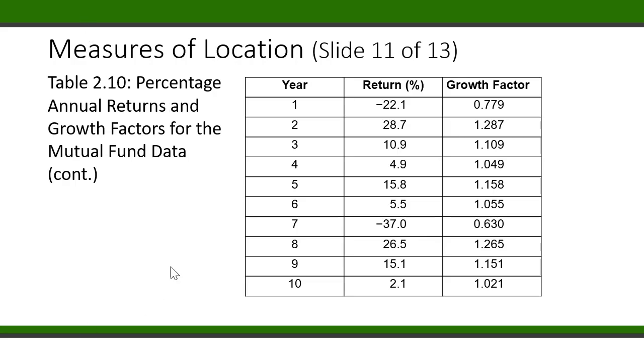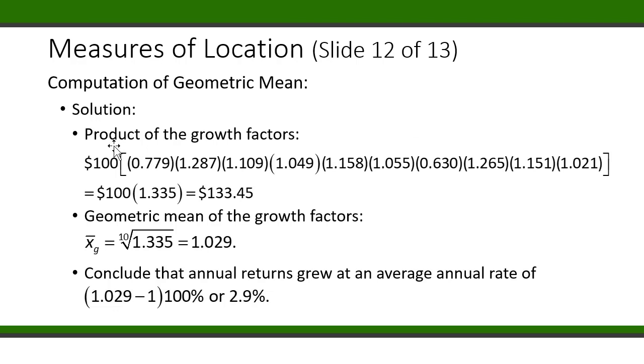So here we have our data, and we're going to compute the geometric mean. Again, we take all of those growth factors and multiply them by each other, and we see what that would be on $100. The geometric mean of those growth factors: we take this value here, 1.335, and raise it to the power of 1 over 10, which is 1.029. So we can say the annual returns grew at an average annual rate of 2.9%. You can get rid of the $100 with the 1. So we got 0.029 here, and that's where the 2.9% came from.